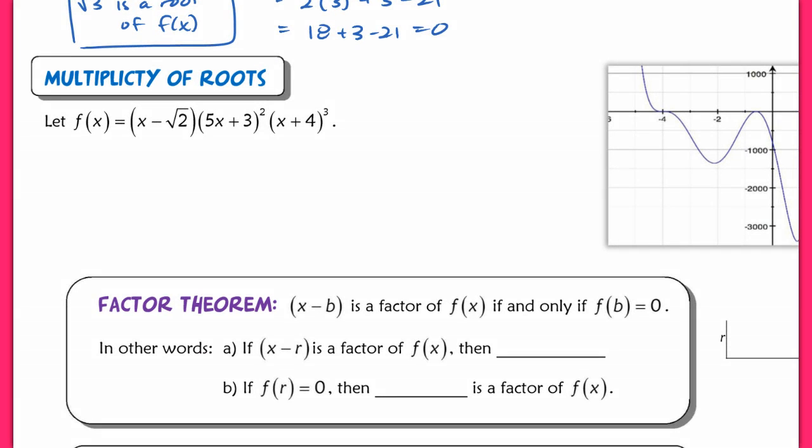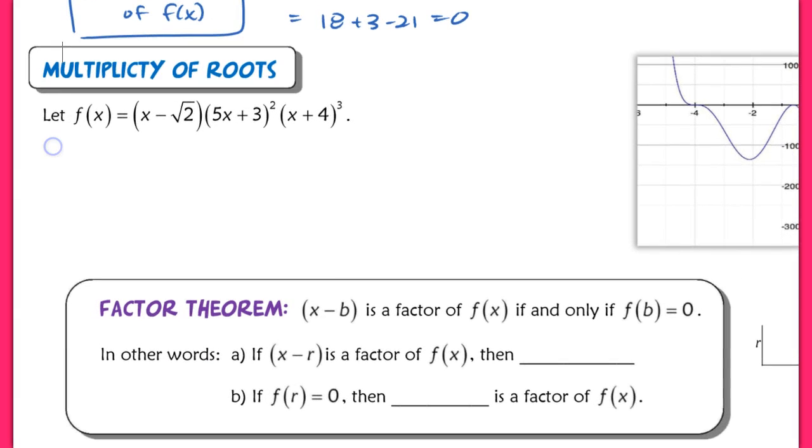Alright, let's discuss multiplicity of roots. This is something that we've seen already, because we've been graphing polynomial functions, and we talked a lot about multiplicity before. So I just want to reiterate those concepts here with you now. Let's say we have this polynomial, it's already in factored form, and I see that x minus root 2 is to the degree of 1. So this has a multiplicity of 1. So this is a root of multiplicity 1. That's actually how you would say it, which is kind of weird.